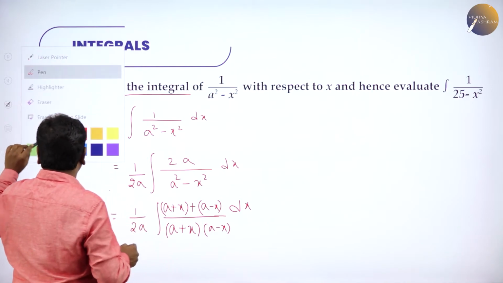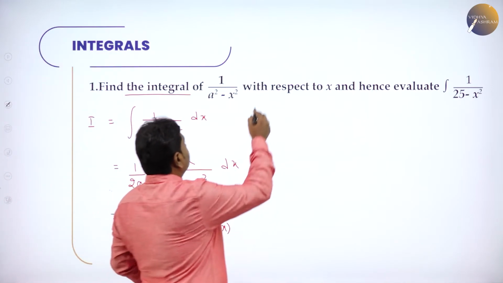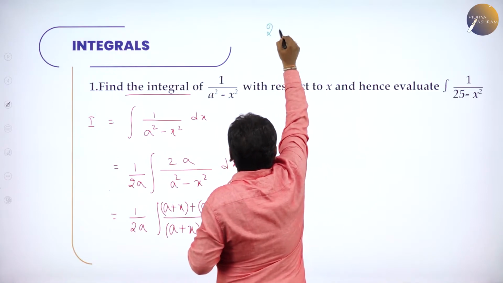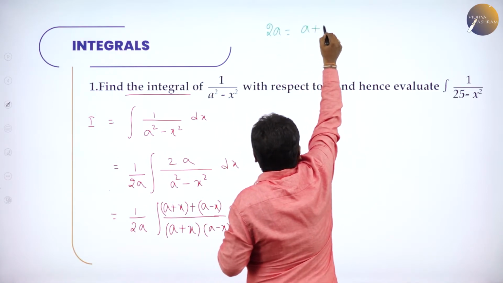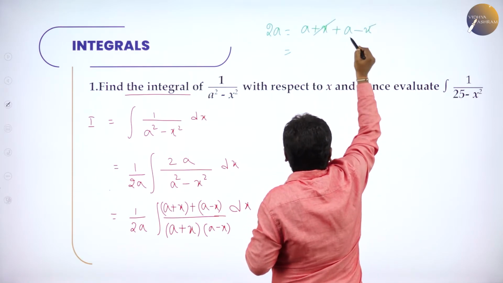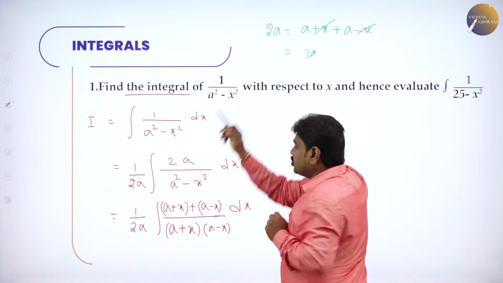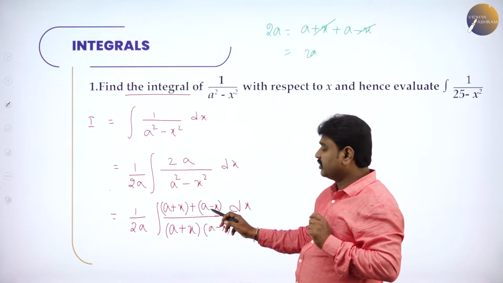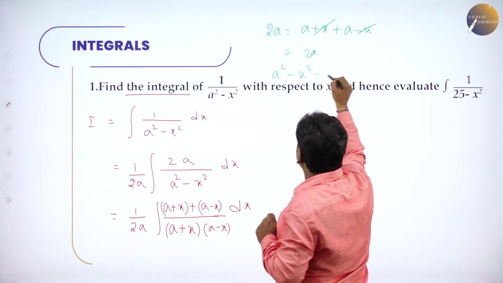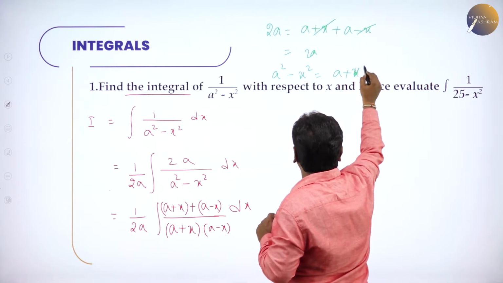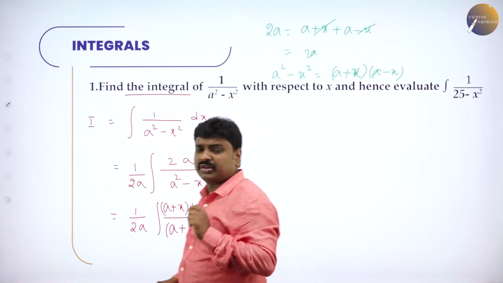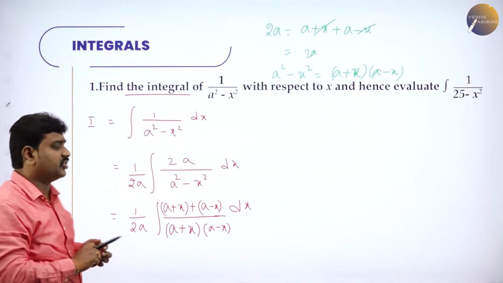Now let me summarize what I have done. First step, I have introduced 2a, divided and multiplied by 2a. That 2a I can write as a plus x plus a minus x. So you know, plus x cancels, minus x cancels, it will be 2a. So instead of 2a, you can write it as a plus x plus a minus x. In the denominator, you have a square minus x square. A square minus x square, can I write it as a plus x into a minus x? This is a square minus b square. All of you know, a square minus b square is what? A plus b into a minus b.